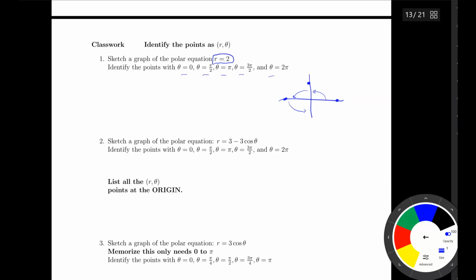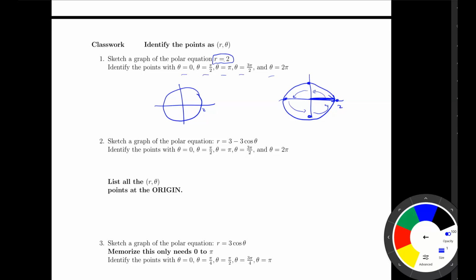Angle 3 pi over 2. It doesn't matter what angle I go out to, I am at r equals 2, which means a distance of 2 from the origin, right? So that's our circle. Let me just draw it nice and neat here. Our circle centered at the origin with radius 2.